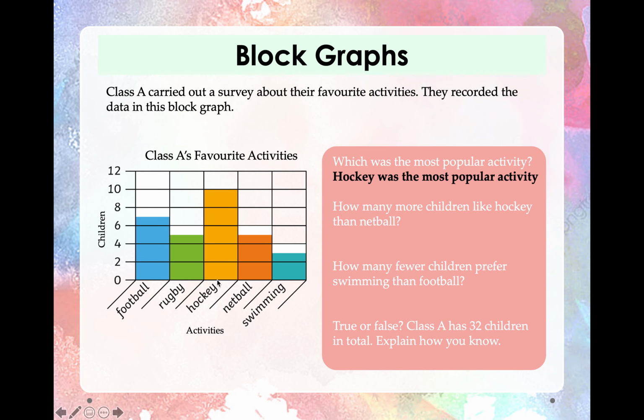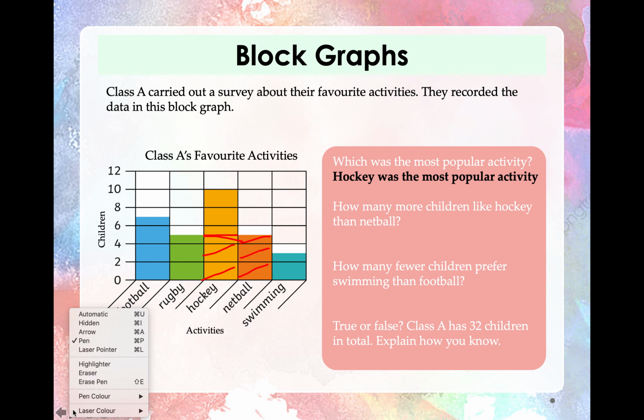How do we know this? We can see that hockey has the tallest line of blocks, and 10 people like hockey. Let's look at how many more children like hockey than netball. What we could do to find this answer is cross out a block. So one here, one here, one here, and one here, and half one here, and we could just cross out half over here. So now we can count how many extra. This equals 2, 4, and 5. So 5 more people like hockey than netball.